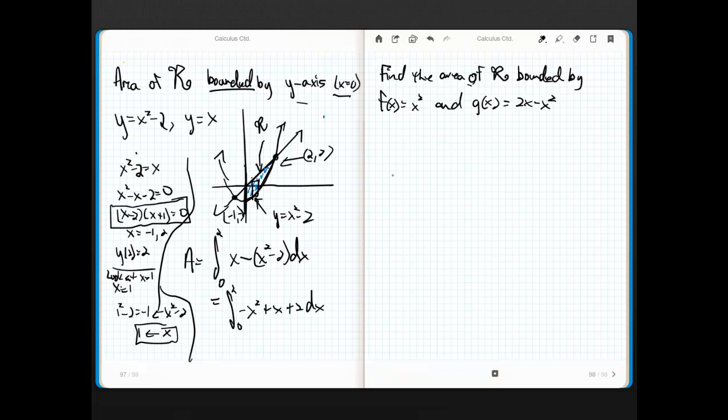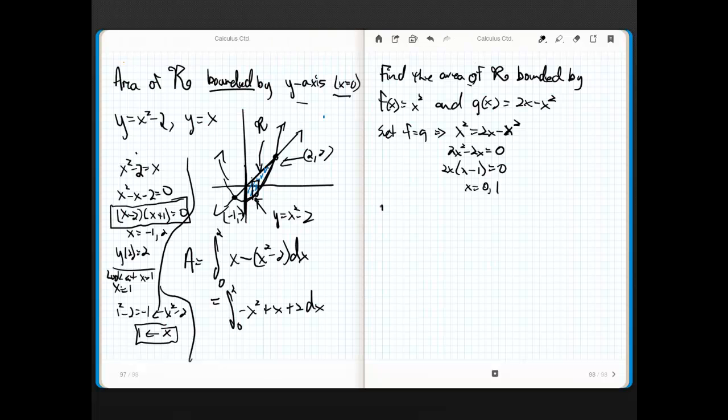First thing I need to do is I need to know where the action takes place, right? I need to know what this region is that we're bounded by. So I should probably figure out where they intersect. So first thing I'm going to do is set f equal to g, which gives me x squared equals 2x minus x squared. So I get 2x squared minus 2x equals 0. Factor out a 2x, and I end up with x times (x minus 1) equals 0. So my intersections are at 0 and 1.